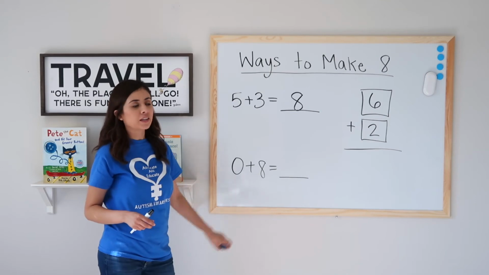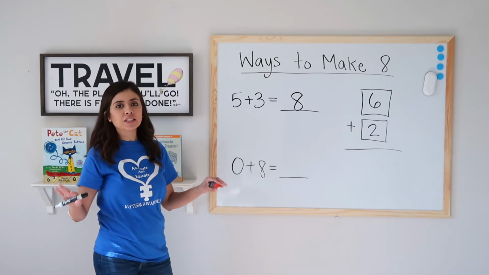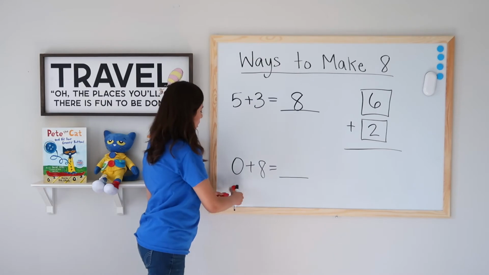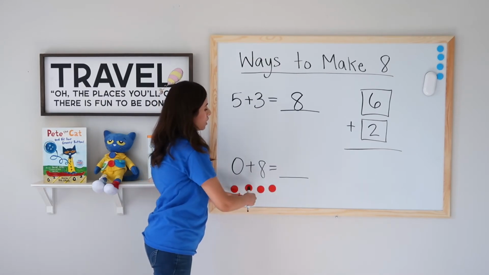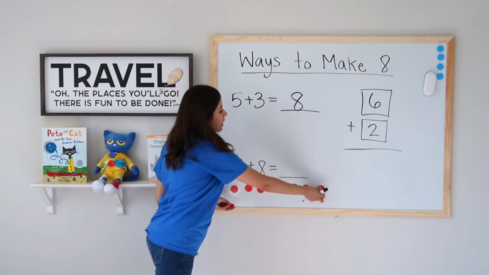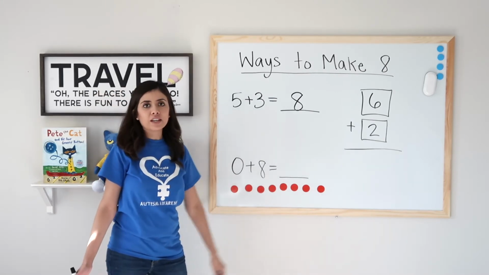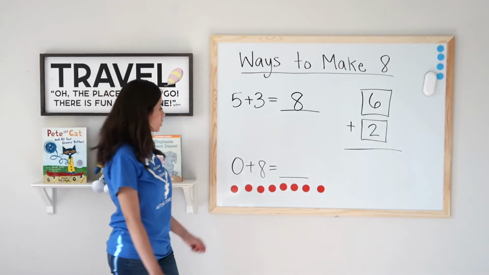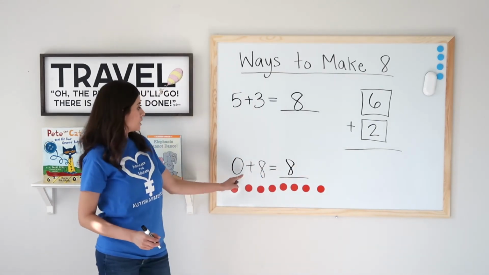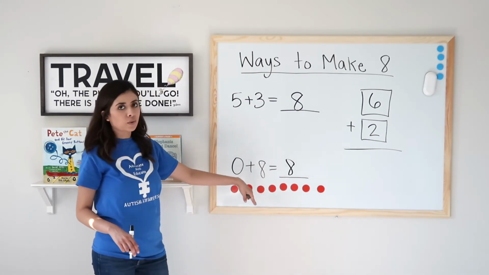0 plus 8. I have 0 blue dots. That means I'm going to put none, right? 0 means none. And I'm going to put 8 red dots. 1, 2, 3, 4, 5, 6, 7, 8. So how many dots do I have in all? I have 8, right? I just have 8 red dots that I put down. So 0 plus 8 equals 8. And remember, 0 plus a number is that number, or a number plus 0 is that number.